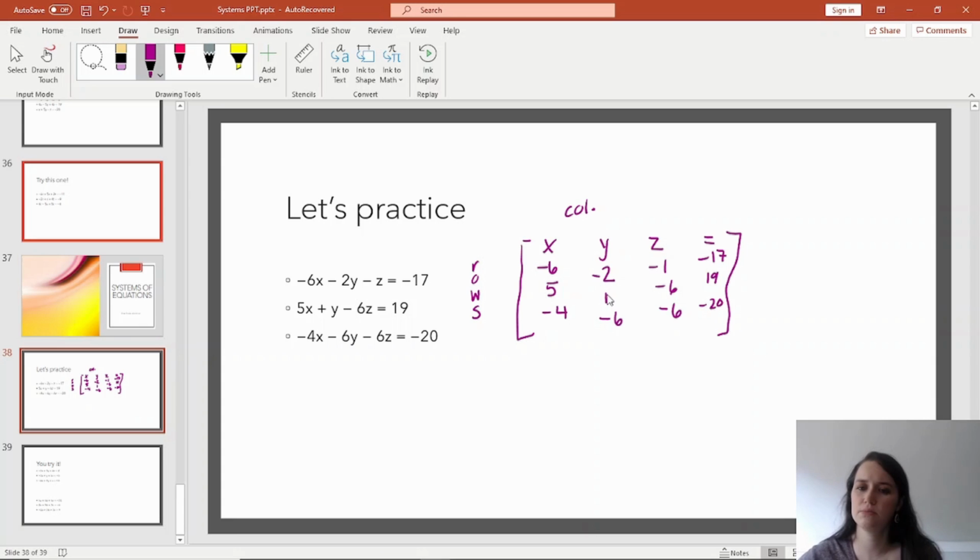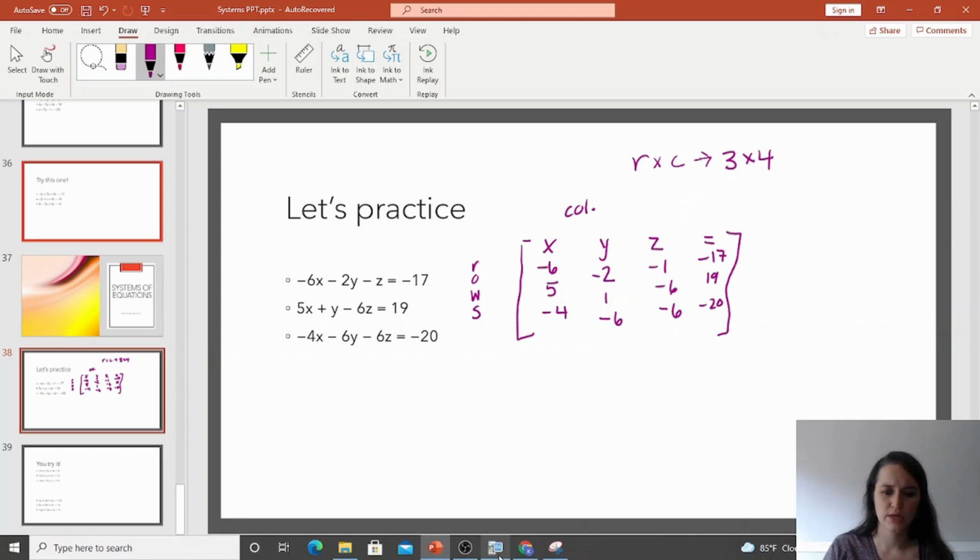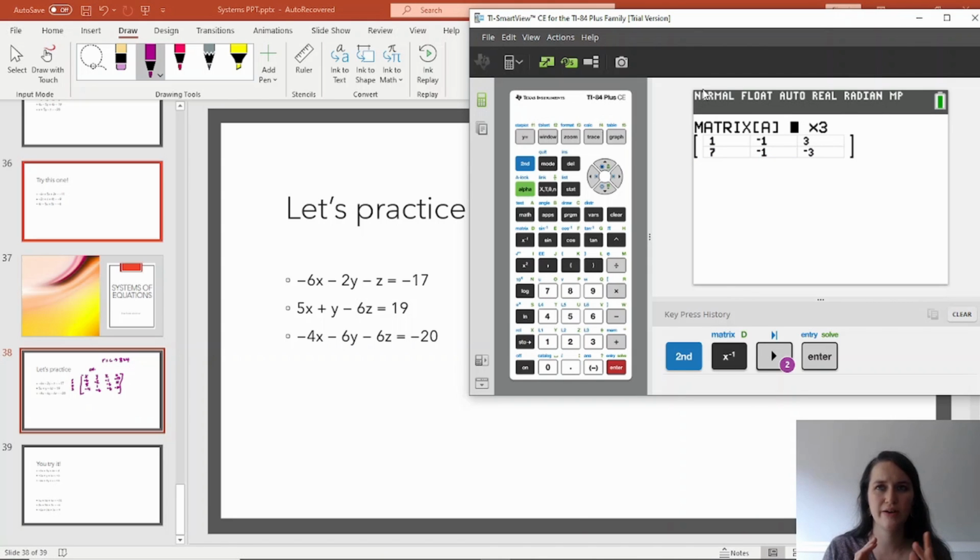Notice it's always rows by columns. So this is going to be 3 rows by 4 columns. Now you're not multiplying that to be 12. This is just matrix notation. So if you haven't worked with a matrix, that's okay. You don't have to really know that much about matrices to use this trick.